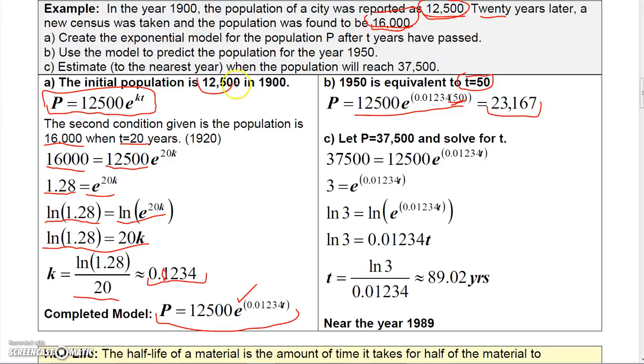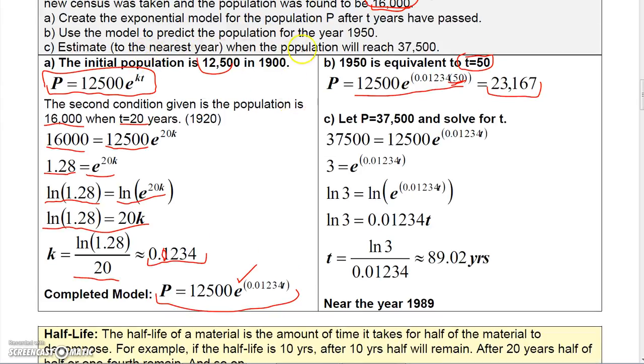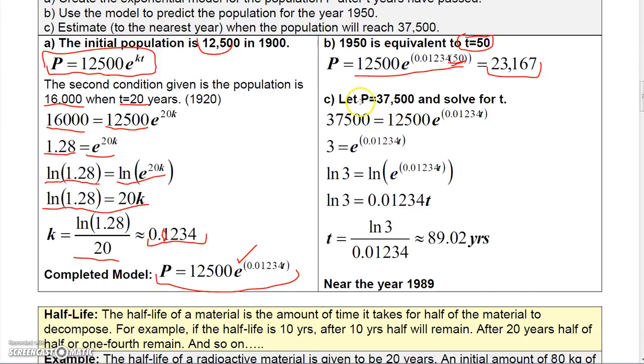23,167 is the population. So now the third question says estimate to the nearest year when the population will reach 37,500. So I'm going to take this model and replace P with 37,500, and I'm going to solve it for T because I want to solve for T now. So 37,500 would equal 12,500 e to the 0.01234 T. And then if I divide both sides by 12,500, I get 3 equals e to the 0.01234 T.